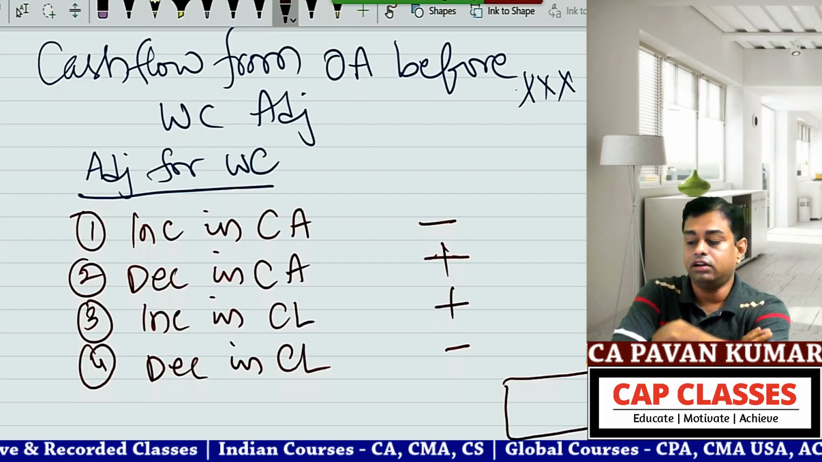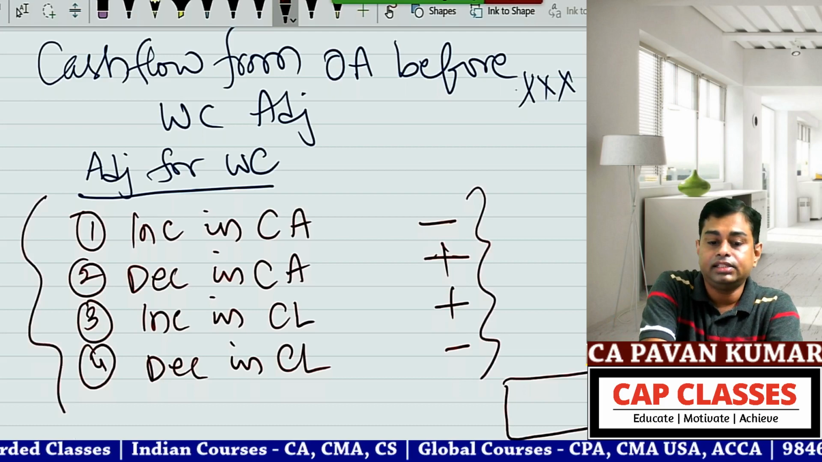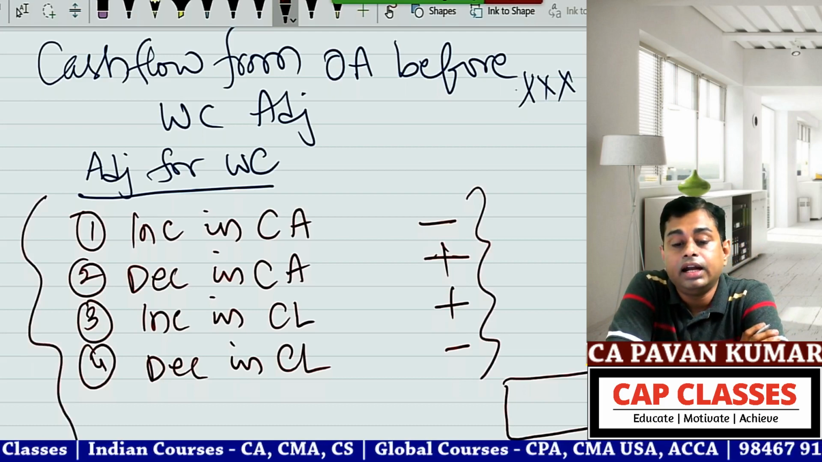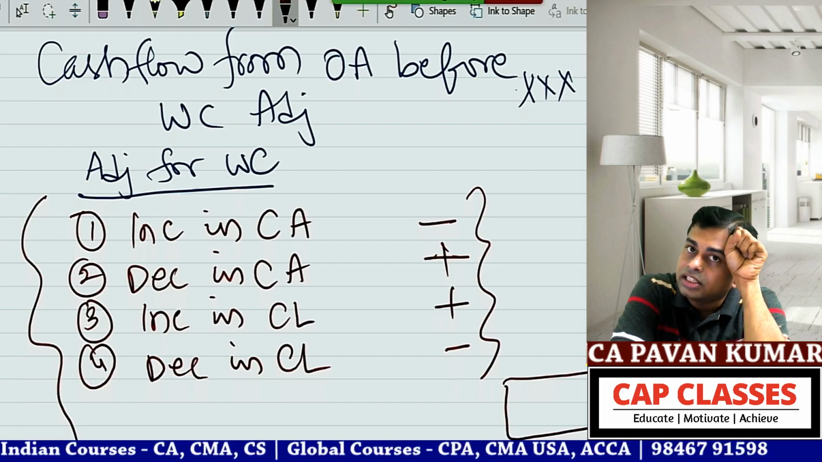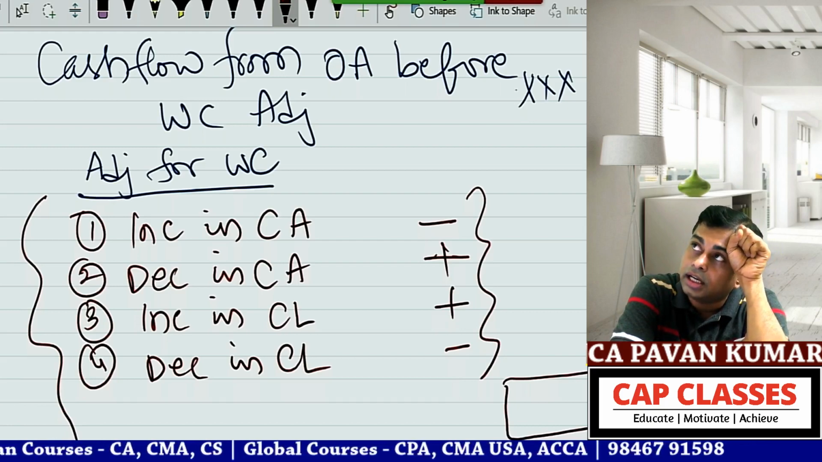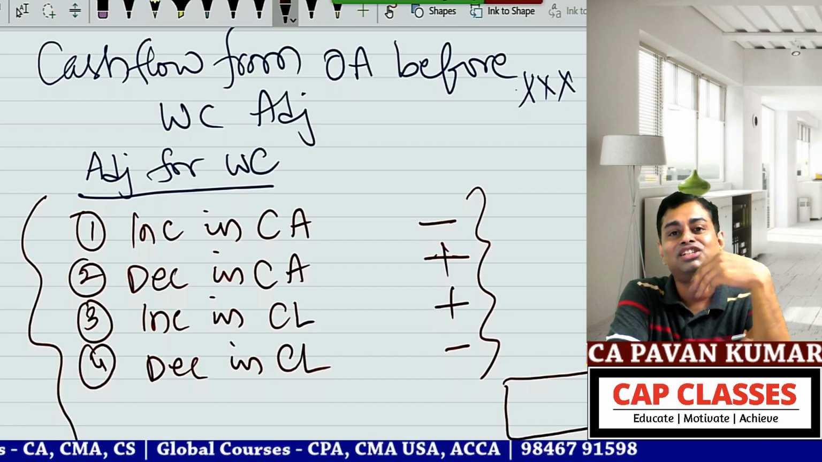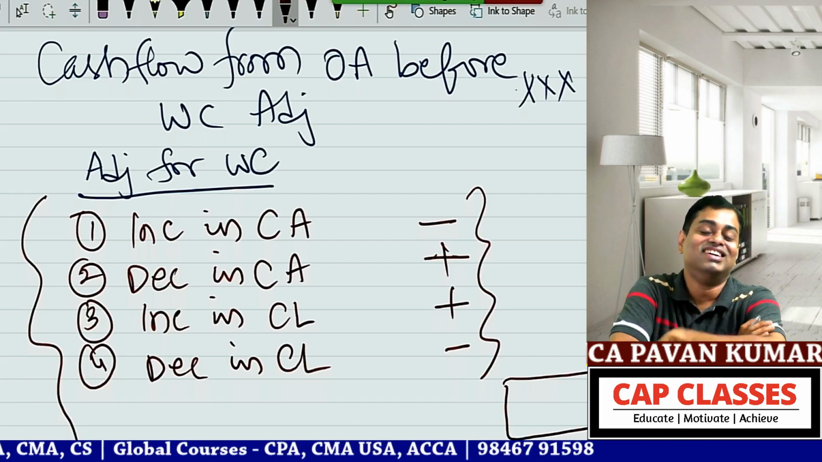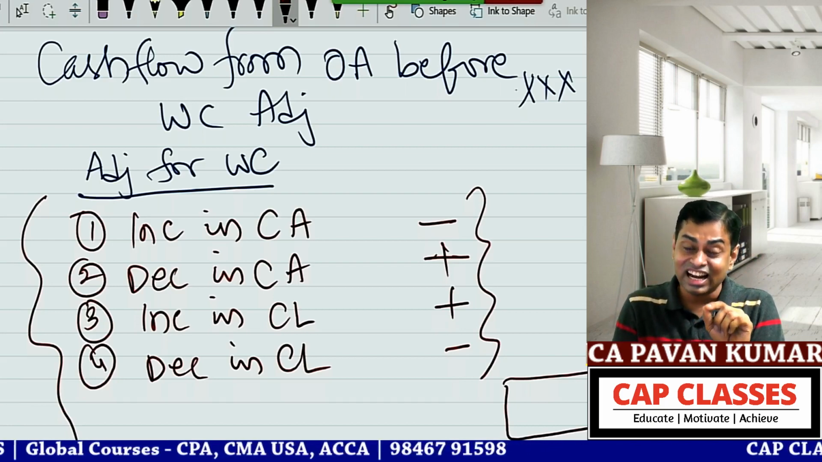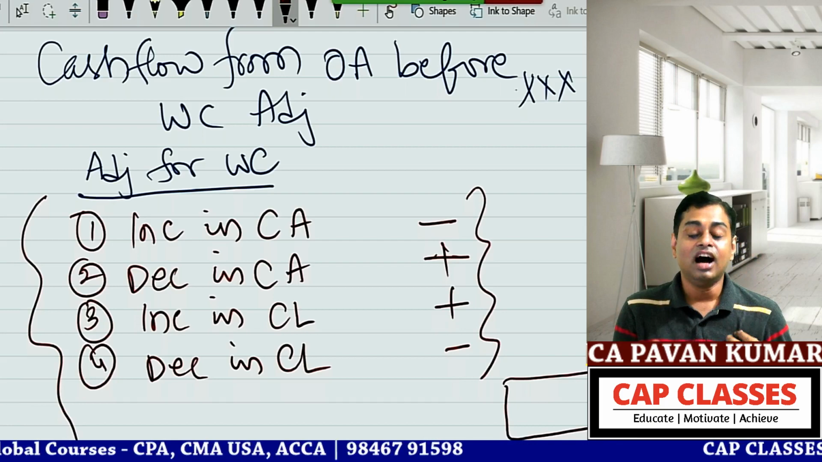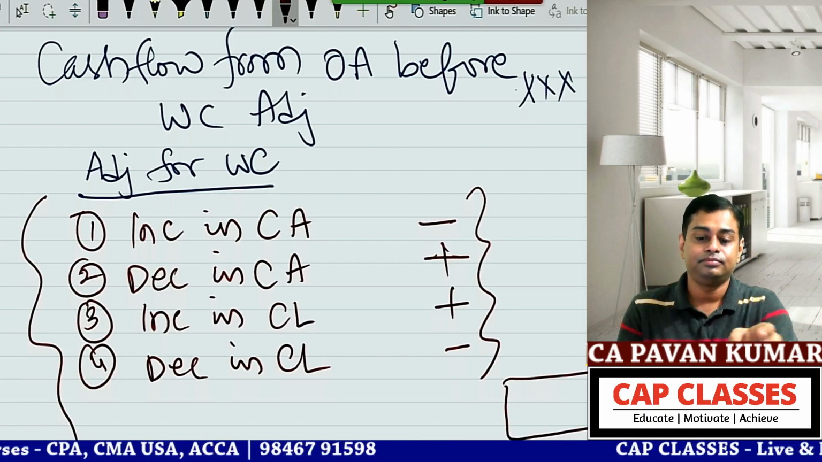Now Chintu will ask a doubt. Pavan sir, what is the reason behind this? Sometimes it is confusing, sir. In the examination hall, I will think current asset increase, add or less, and if one thing is wrong, all the remaining 3 also will be wrong. How to remember that? I will tell you the logic behind this and how to remember it. Current asset straight, current liability reverse.